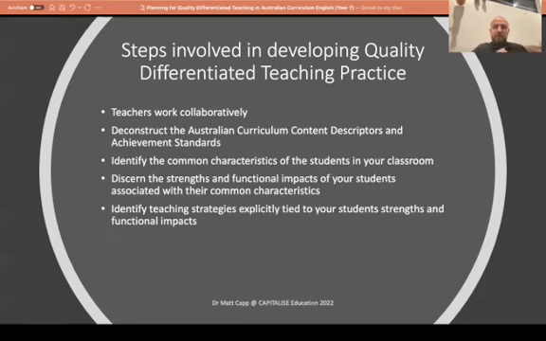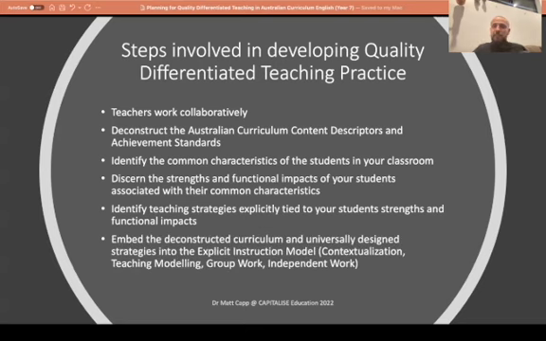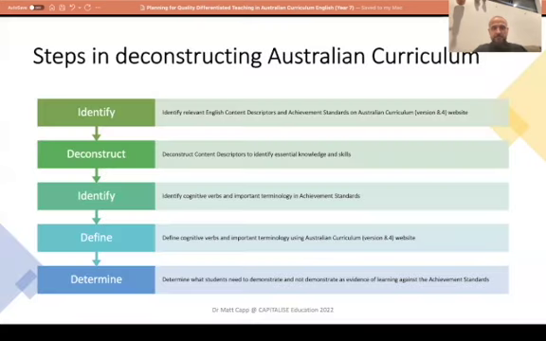Then, knowing the strengths and functional impacts of their students, they need to identify teaching strategies that are explicitly tied to their students' strengths and functional impacts. And the Universal Design for Learning framework supports teachers in this problem-solving process. Then they need to embed both the deconstructed Australian curriculum and the UDL aligned strategies into the explicit instruction or direct instruction model. And we're going to have a look at this video and how to do this process.